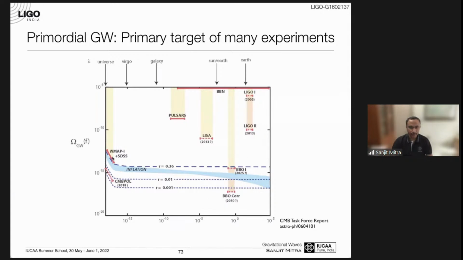Then there is this part, where a future CMB mission, like what used to be called CMB-Pol, may be able to probe the signature of those backgrounds in the cosmic microwave background polarization.